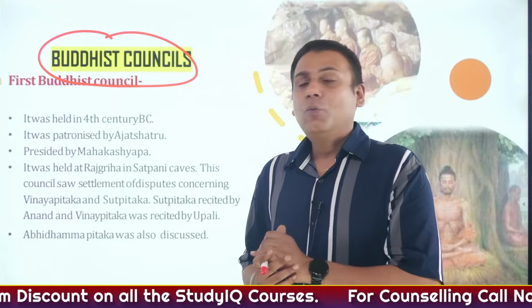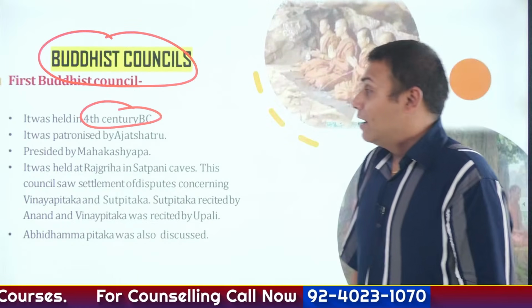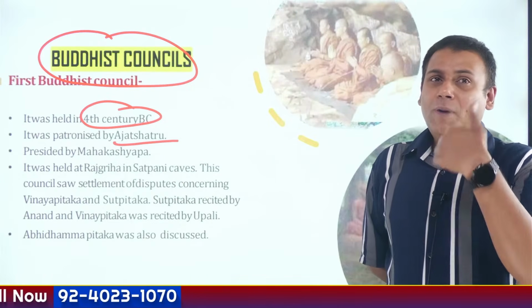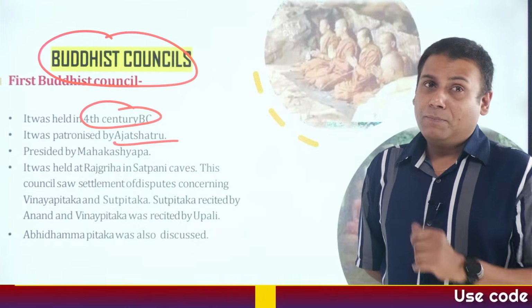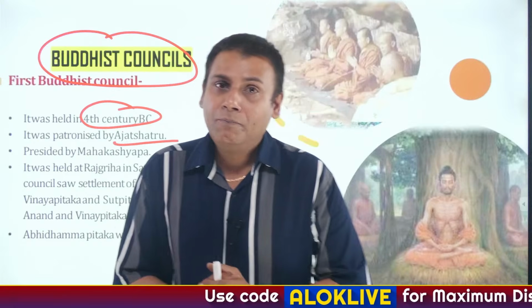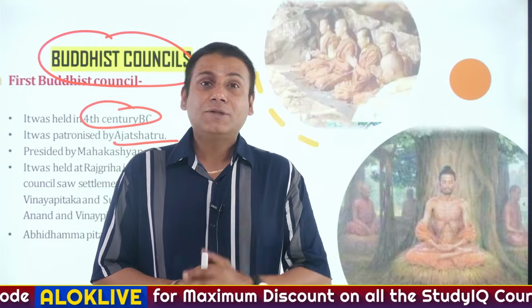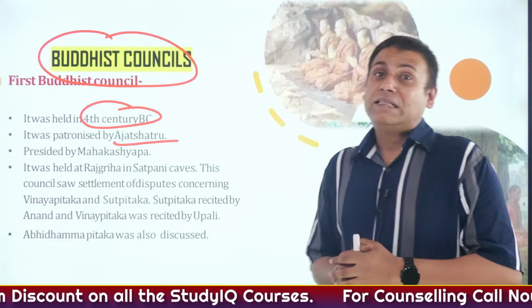First Buddhist Council. The First Buddhist Council was held in the 4th century BC and it was patronized by the Haryanka dynasty ruler Ajatashatru. Like you might have studied in the different Mahajanpads, there was a Mahajanpad referred to as Magadh Mahajanpad. In Magadh Mahajanpad, there were 3 important dynasties that were ruling. The first one was the Haryanka dynasty, followed by the Shishunak dynasty. Finally comes the Nanda dynasty. And the founder of the Haryanka dynasty was Bimbisar.